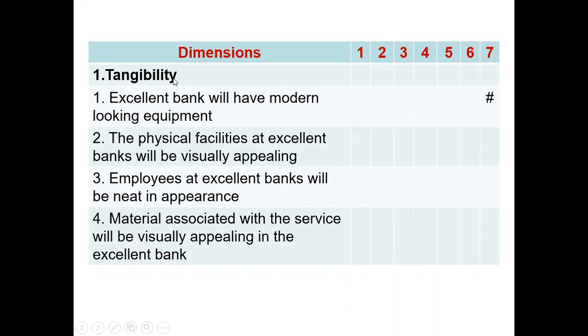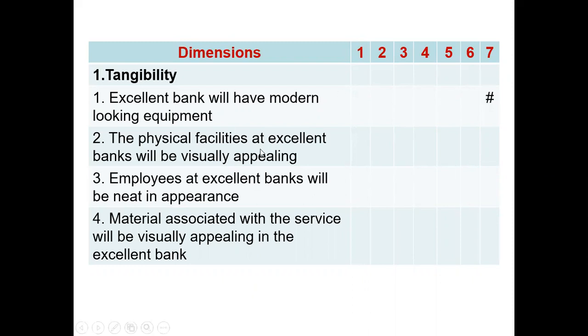The first dimension, tangibility, has these 4 questions. The example here is taken for a bank. Suppose you want to measure the service quality of a particular bank. How would you ask the question? What should be the format of your questionnaire? For tangibility, you will ask: excellent banks will have modern looking equipment. Suppose the respondent believes that an excellent bank must have modern looking equipment. So he will mark 7. He is free to mark from 1 to 7, but usually every individual has a high expectation.